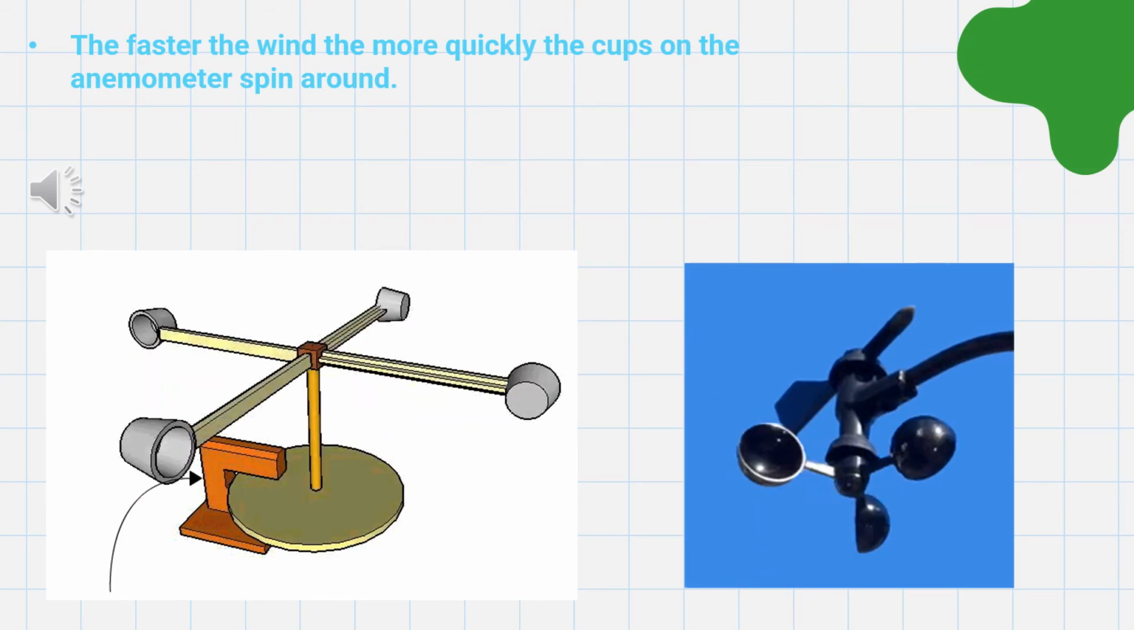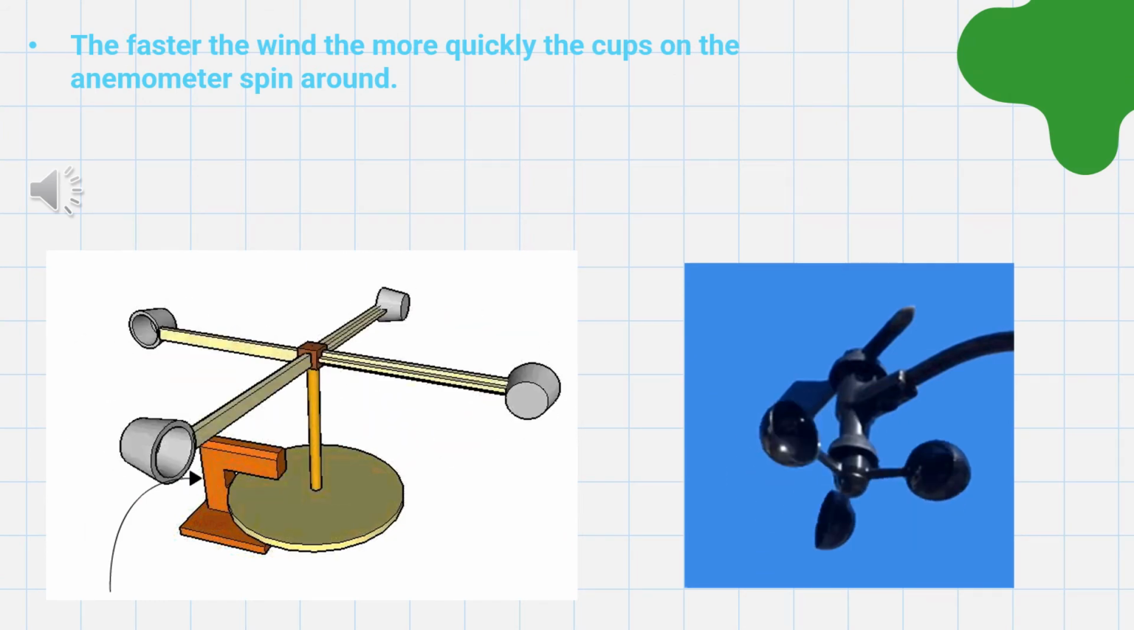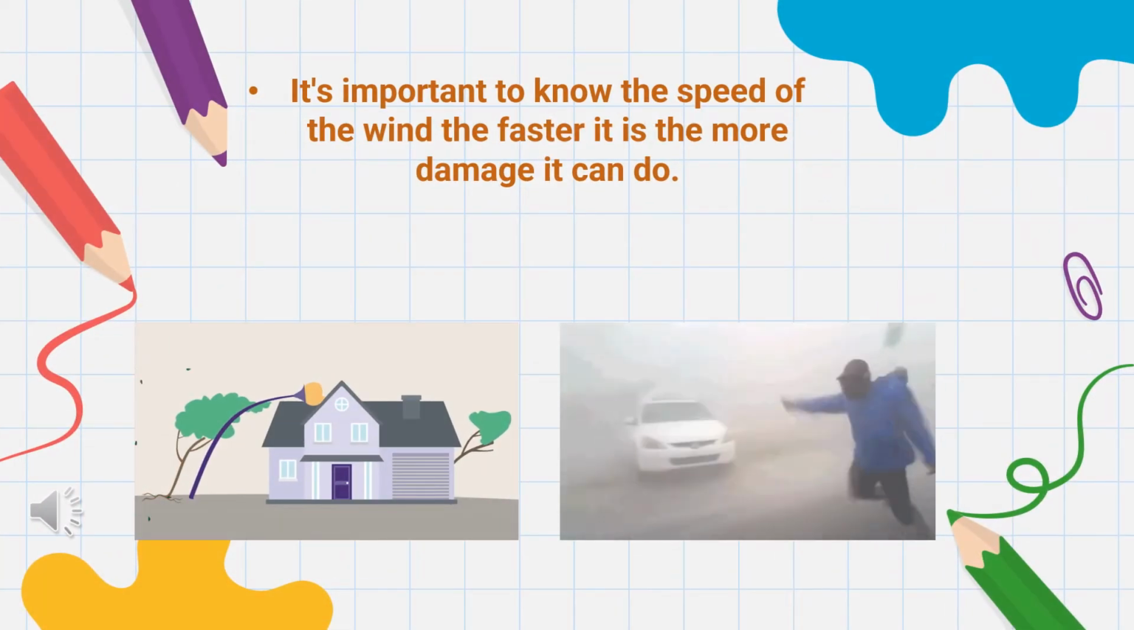The faster the wind, the more quickly the cups on the anemometer spin around. You may ask yourself why it's so important to know the speed of the wind. It's important to know the speed of the wind because the faster the wind is, the more damage it can do.